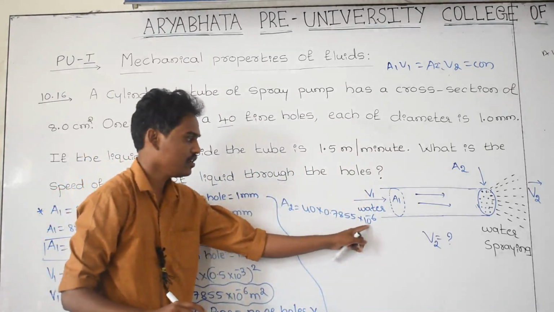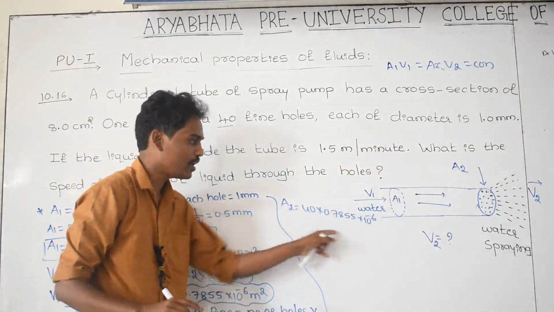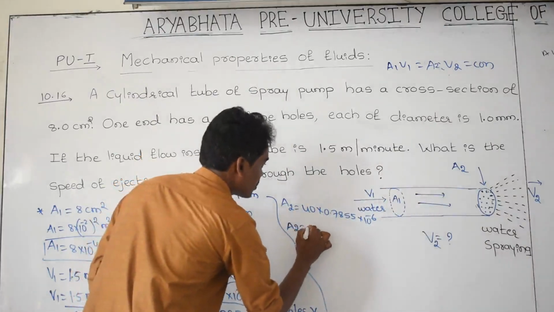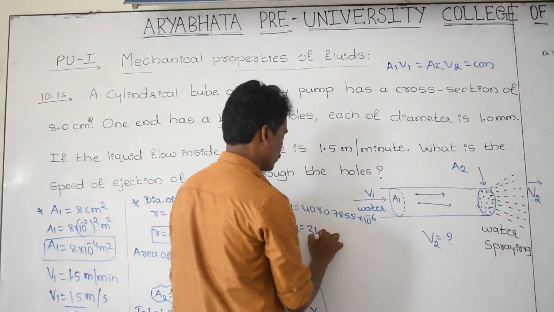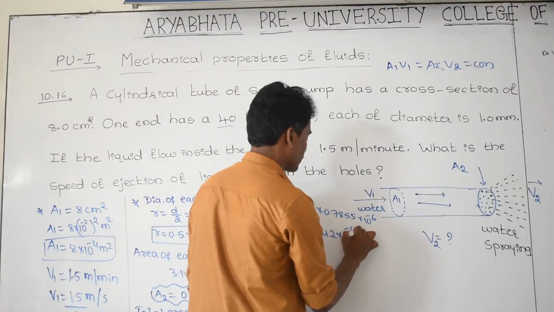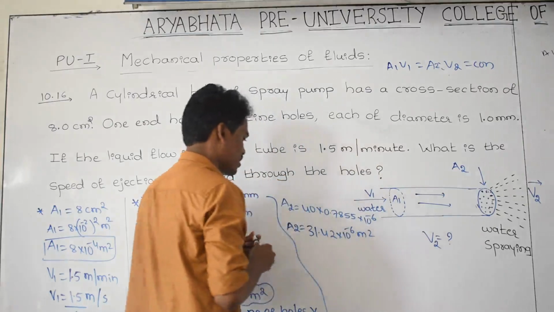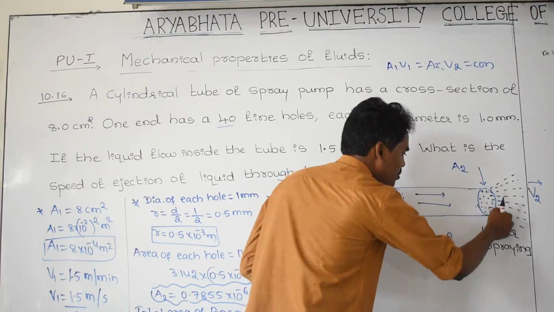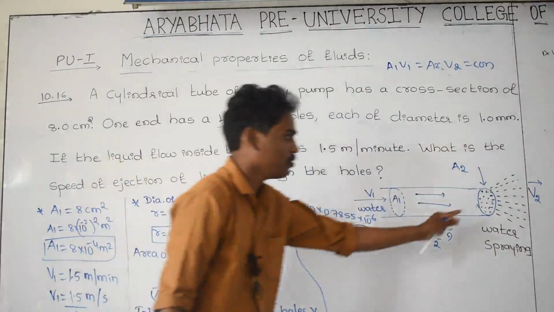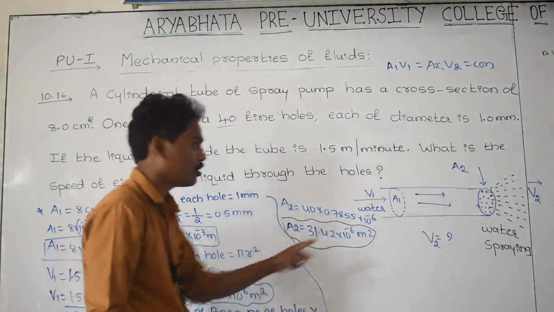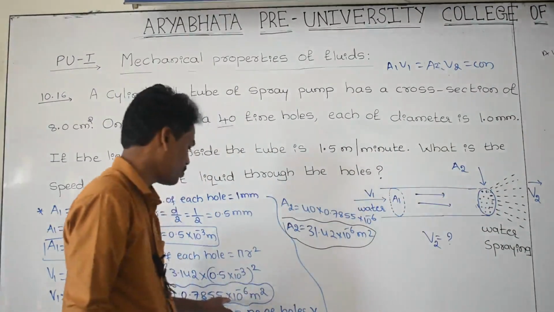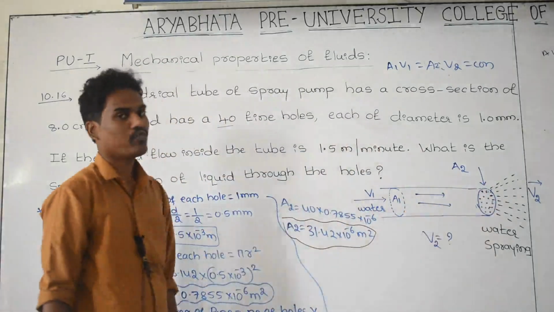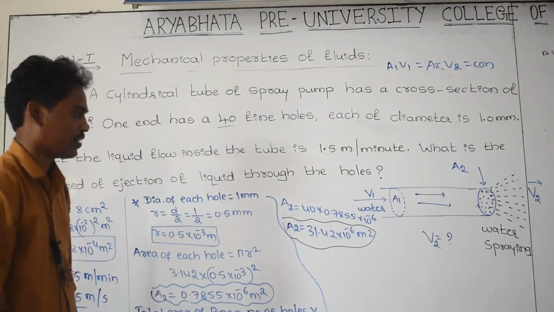This is the area of one hole, and there are 40 such holes. If you multiply, you get the total area of the pipe. That is, A2 is equal to, just check the answer, 31.42 into 10 to the power of minus 6 meter square. You check this answer yourself. This is A2. A2 is nothing but the total area of this cross section of the pipe. 40 into the area of one hole, you are getting the total cross section of this pipe at this region as 31.42 into 10 to the power of minus 6 meter square.